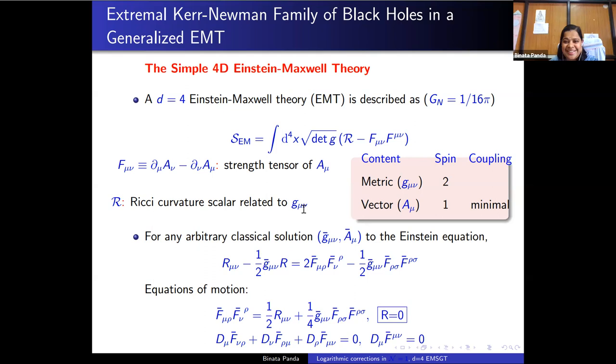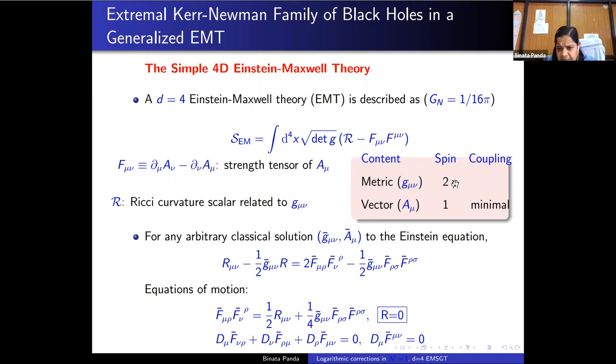So if you consider a simple 4D Einstein-Maxwell theory, it's like a real example. Up to now we have been schematic, but this is a real example. We start with a very simple Einstein-Maxwell theory in 4 dimensions. This is how my action, of course in the Euclidean signature, looks like. This is my curvature related to g mu nu. The g mu nu bar and A mu bar are the background fields, so my field content is a metric and a vector field. It's Einstein-Maxwell theory. Fine.